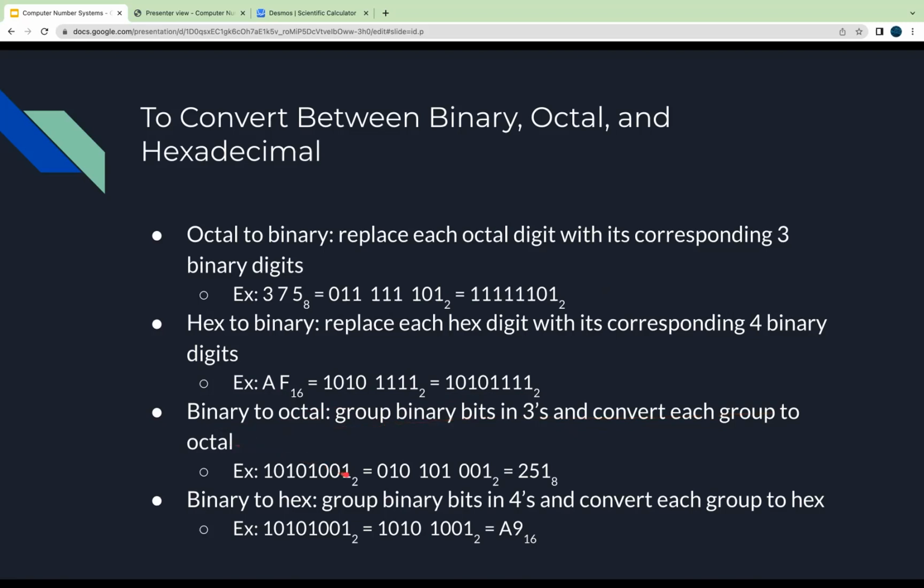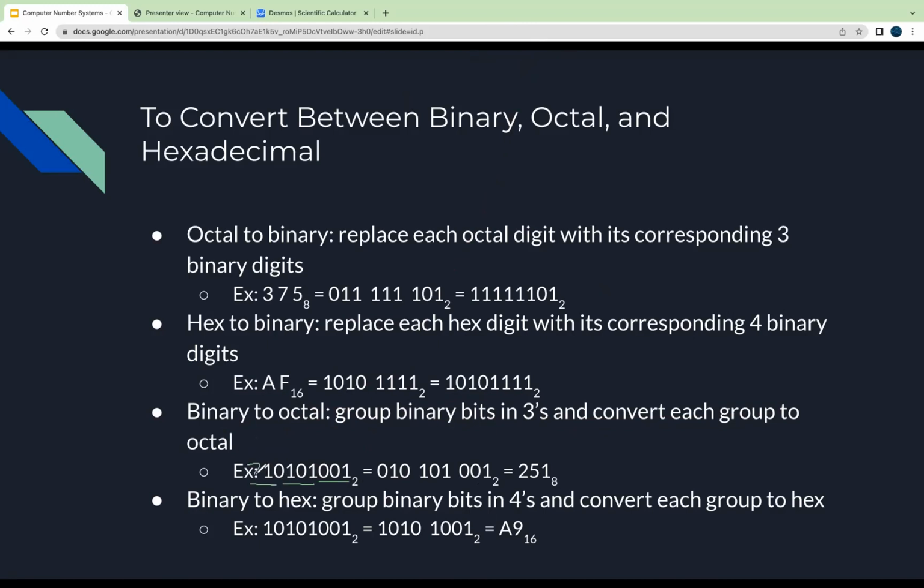So when converting back from binary to octal, you just group binary bits in 3s and convert each group into octal. Okay, so here's where we have to be a little careful. We have to start grouping from the right side. So first this 0, 1, 1, as you can see here. And then this 1, 0, 1, as you can see here. And then you might notice that there's a leftover there.